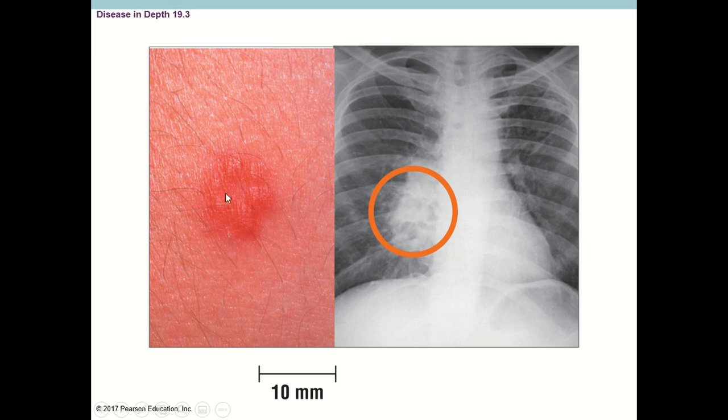Another way is by a tuberculin skin test. Okay, so what they do, you probably have had it before. What they do is they inject antibodies right under the skin, so subcutaneously, and they usually do it on the arm.